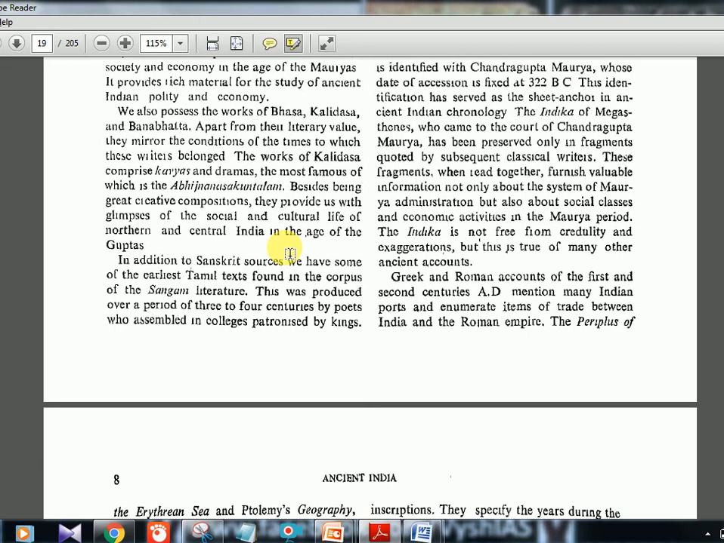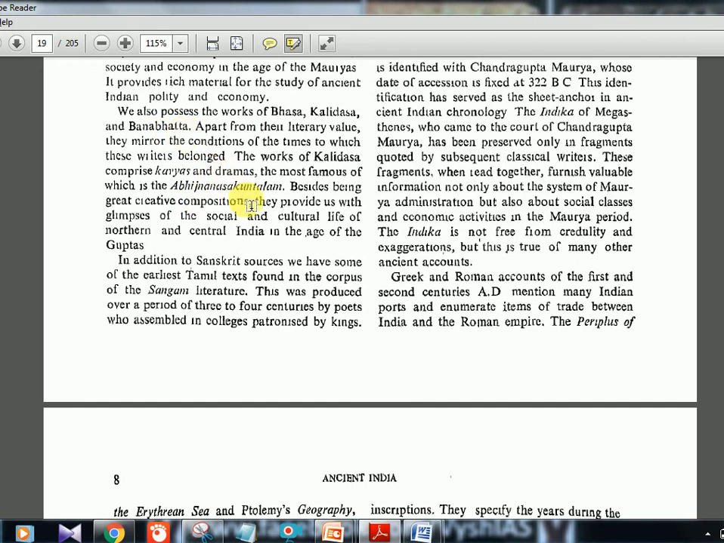Kautilya is also called Vishnugupta. He has many names. Kautilya, Chanakya, Vishnugupta, it's all him, one person only. Then again, Bhasa, Kalidasa, Banabhatta, different important people. Kalidasa is the time of Gupta, and Banabhatta is, I think, at the time of Harsha. You should know these relative, contemporary things.